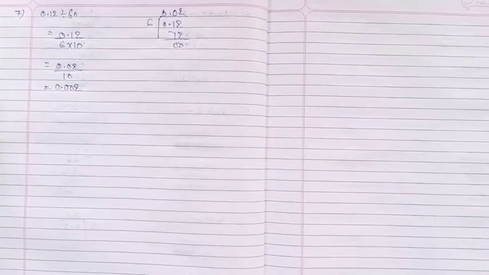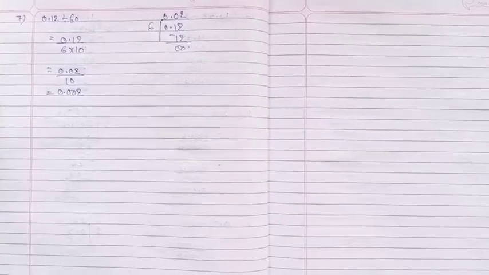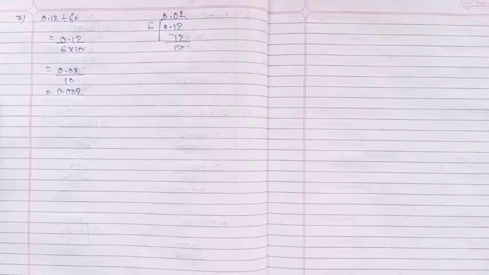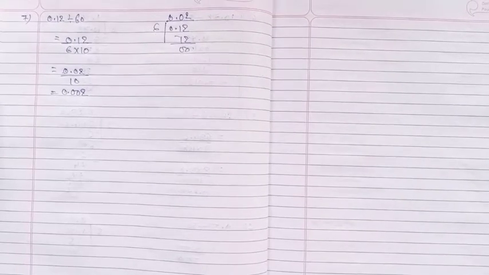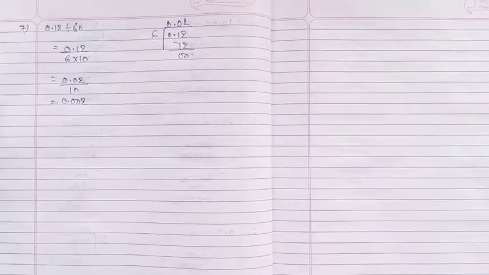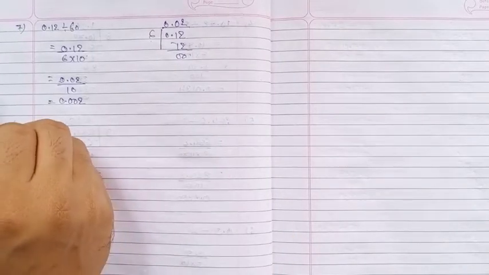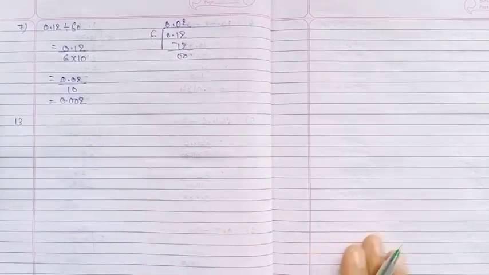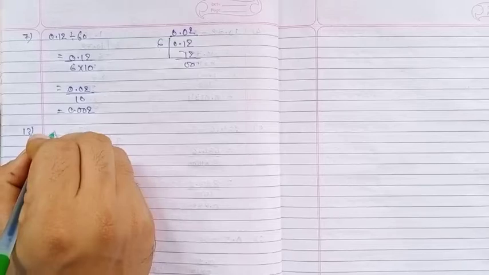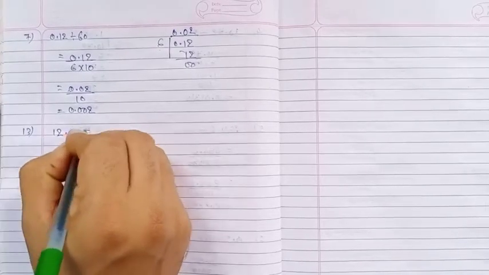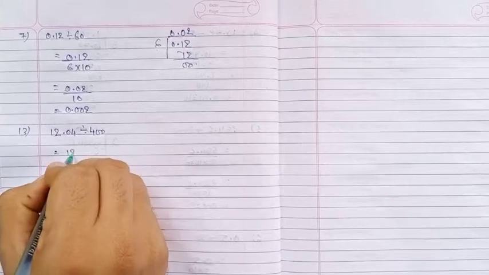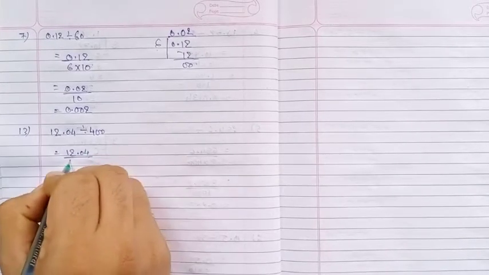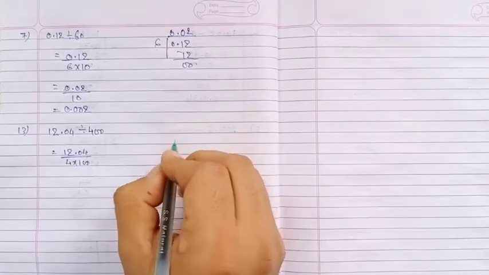Now 8th one, 9th one, 10th one, almost all the sums now you can do it by yourself. I am doing the last 3 sums. The 13th one now I am doing directly. The 13th one, it is 12.04 divided by 400. So it will be 12.04 upon 4 into 100.